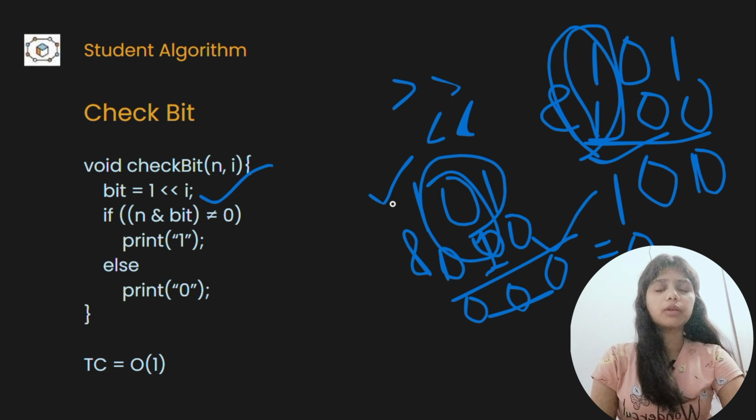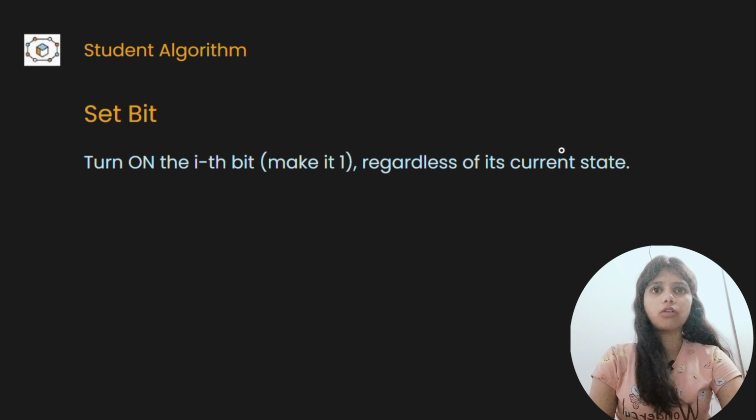Check bit is nothing but we can do it in either of two ways. We can shift it to the right and we can shift it to the left. So if we shift it to the left, we need to perform the AND operation over here, and we need to check whether the number is 0 or not equal to 0. If it is not equal to 0, we need to print 1. If it is equal to 0, we need to print 0. This is as simple as that. Now we move on to the turn on.